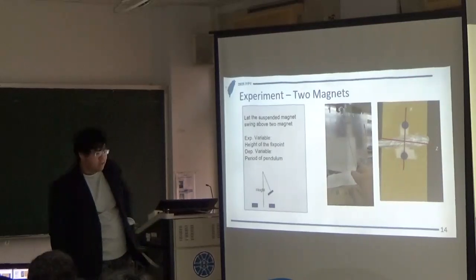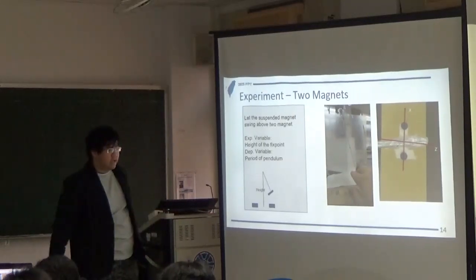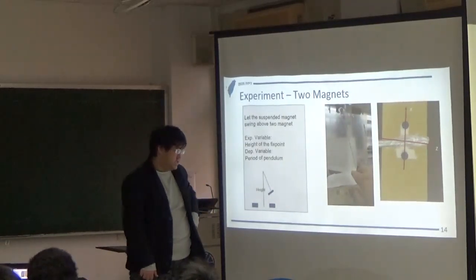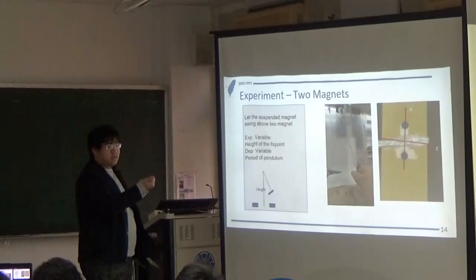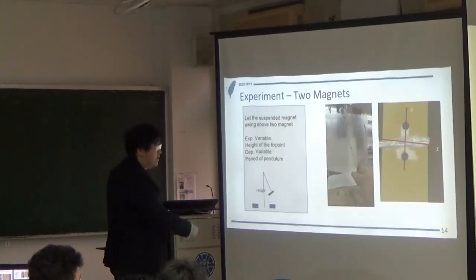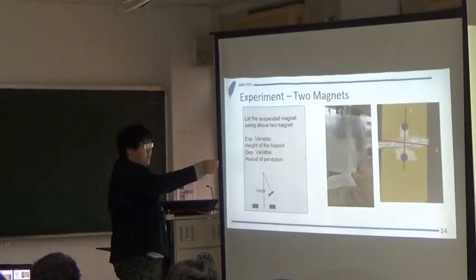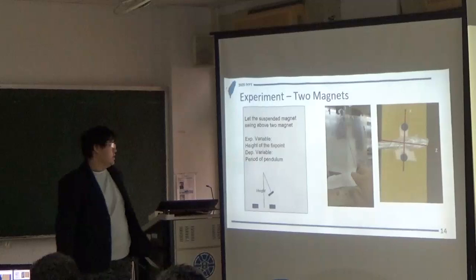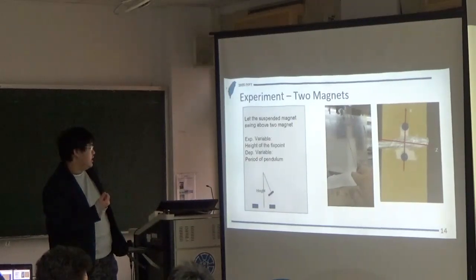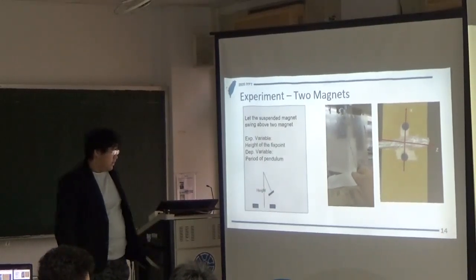We did something similar where we let the suspended magnet swing above two magnets, and the fixed point is above the center of the two magnets on the base. We let the suspended magnet swing in the x direction, and also in the z direction. We also control the initial phase, change the height of the fixed point, and observe the period of the pendulum.